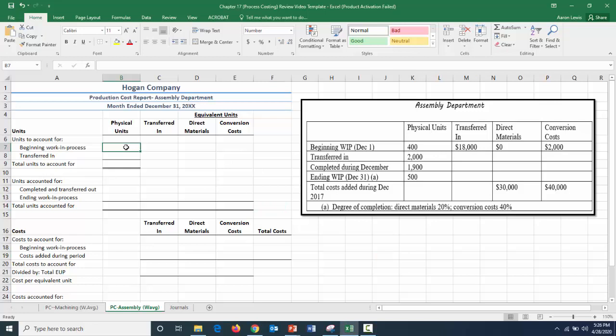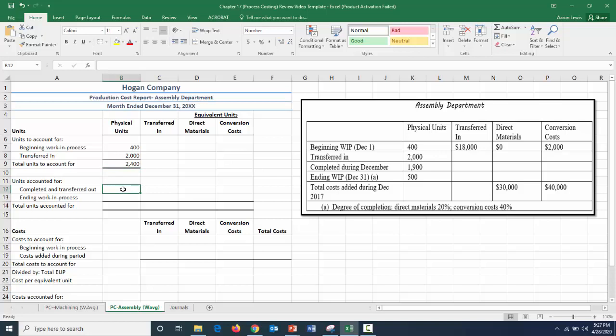And our information tells us that Hogan Company is beginning this period with 400 units in beginning WIP. They transferred in 2,000 units, which you'll notice is also the amount of units transferred out by the machining department, which means the assembly department has a total of 2,400 gonculators that they have to account for. So let's account for our units.